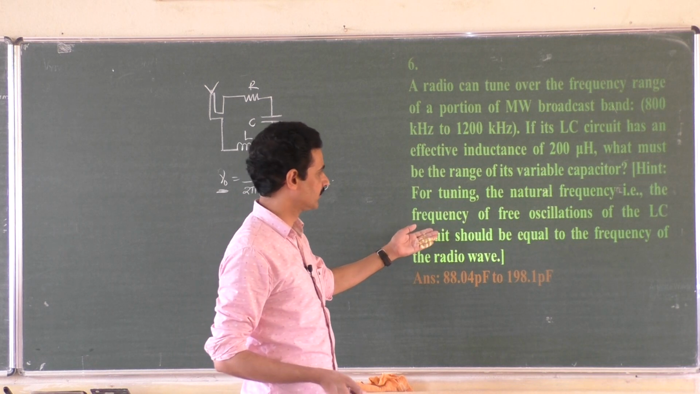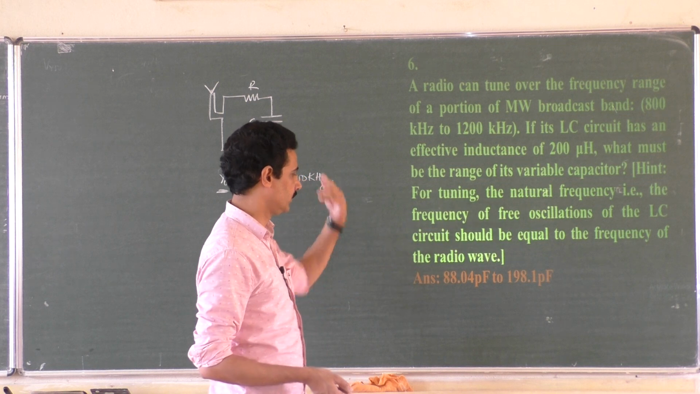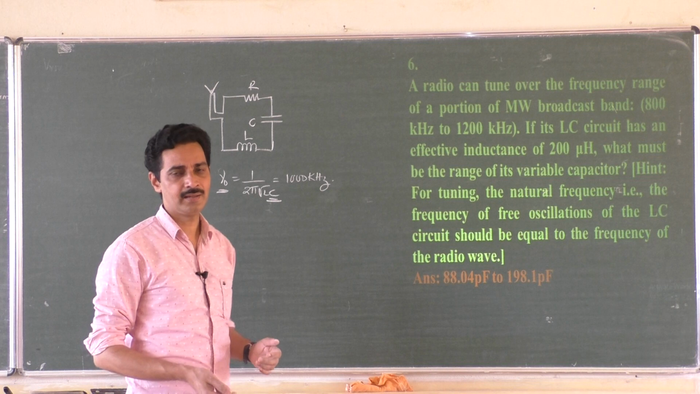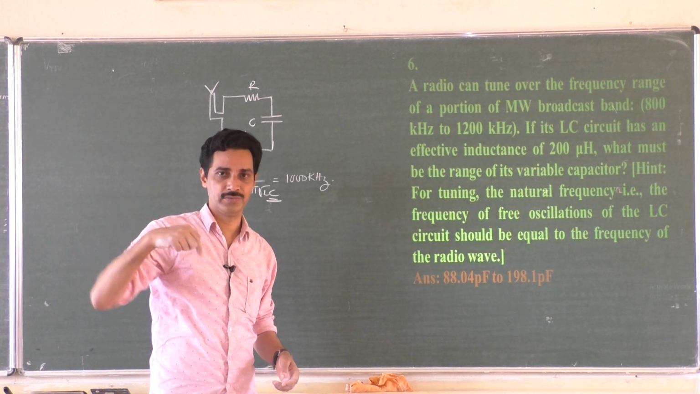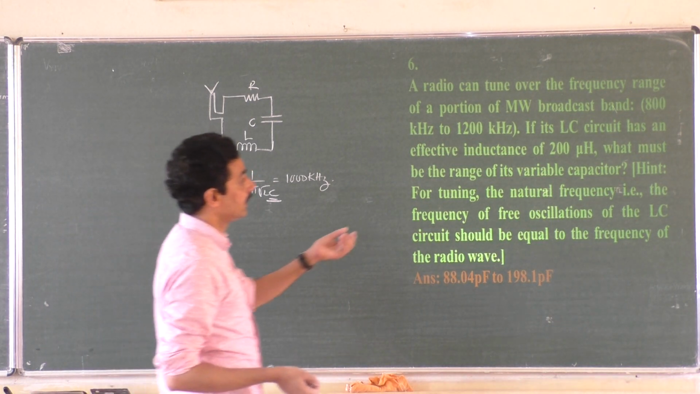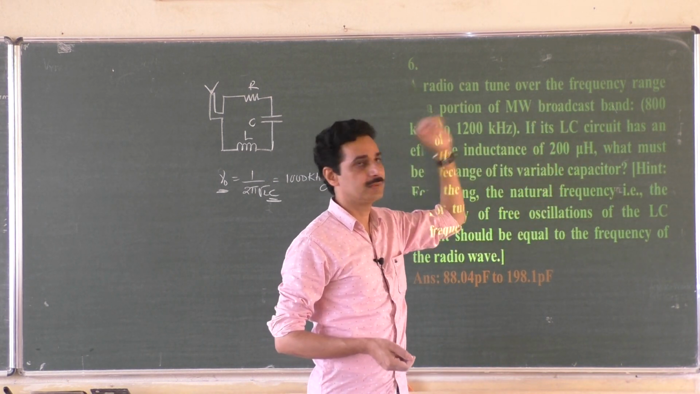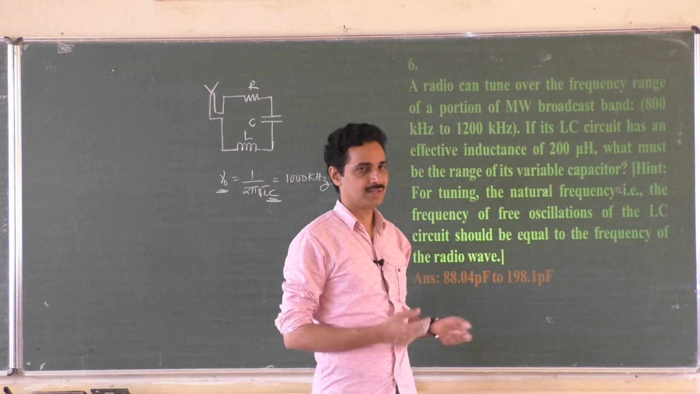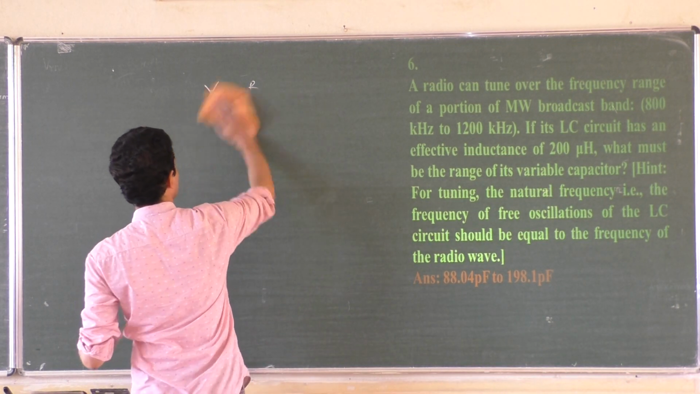Hint: for tuning, the natural frequency, that is the frequency of the free oscillations of the LC circuit, should be equal to the frequency of the radio wave. Yes, that explanation I have given. LC should be selected in such a way that the frequency we get from 1 by 2 pi root LC is the frequency of the wave that we want to receive. So for receiving 800 kilohertz, L value is given, what should be the C value? That is one C value. Calculate another C value for 1200 kilohertz. That's the range of capacitance that has to work inside.